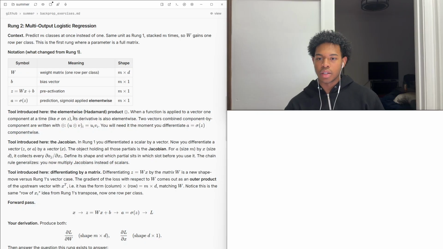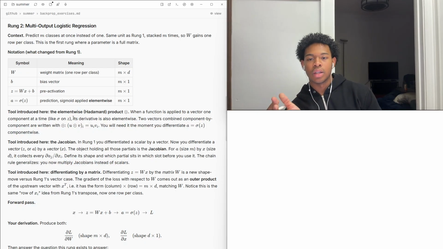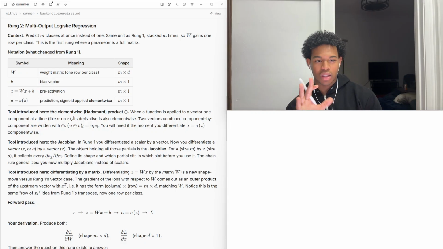Okay, let's see. Context: predict M classes at once instead of one. Same thing as rung one stacked M times. I don't know if that's actually true because I told it that's what I think. So I still think I'm right, but I don't know. This is the first rung where the parameter is a full matrix. Notation: weight matrix, bias vector, pre-activation still a vector. M is the number of classes, perfect. Activation is an element-wise activation, perfect. Tool introduced here, the element-wise.